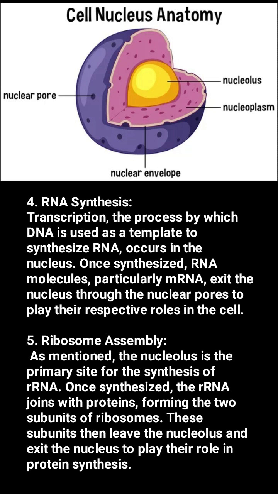5. Ribosome assembly. As mentioned, the nucleolus is the primary site for the synthesis of RNA. Once synthesized, the RNA joins with proteins, forming the two subunits of ribosomes. These subunits then leave the nucleolus and exit the nucleus to play their role in protein synthesis.